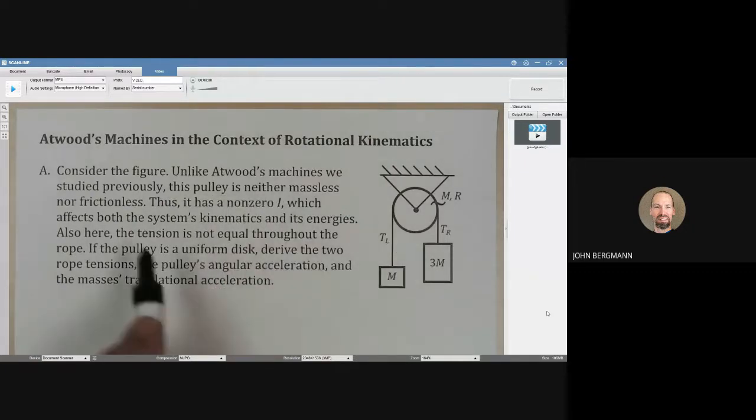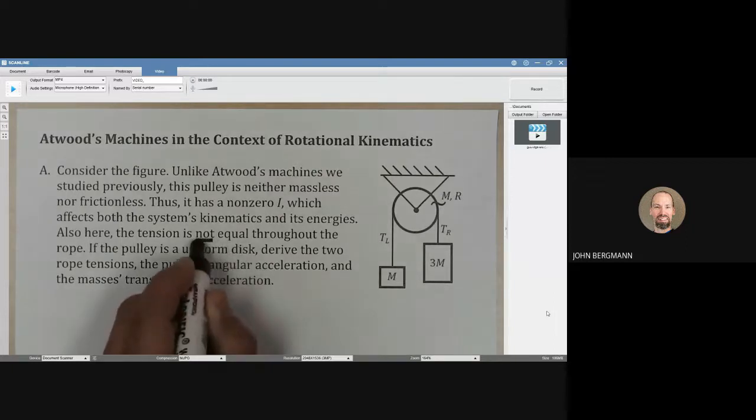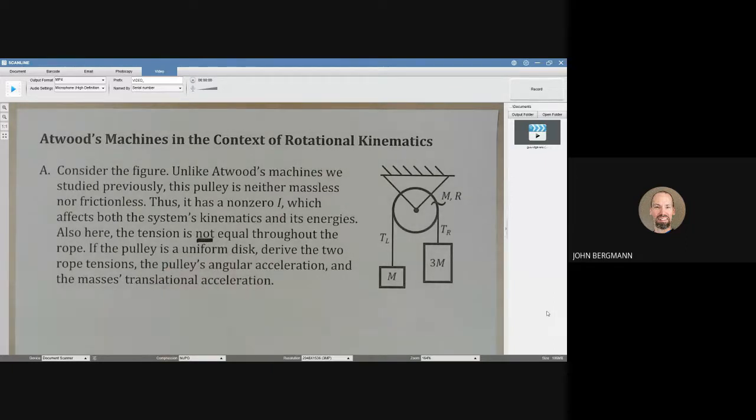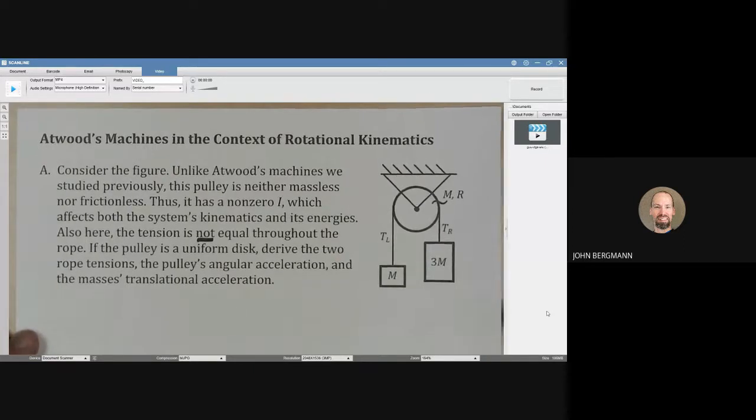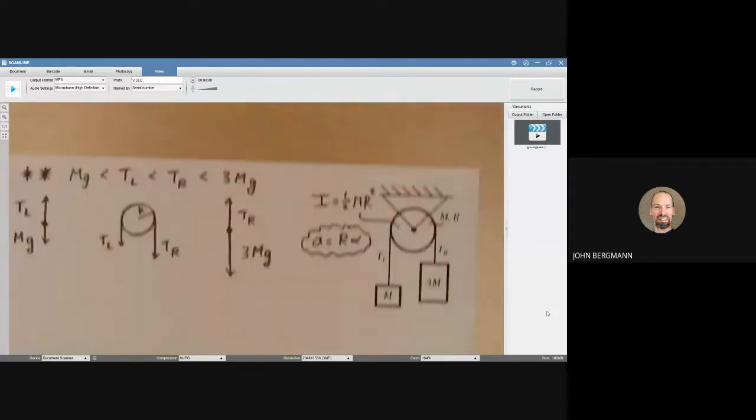Unlike the Atwood's machines we studied previously, this pulley is neither massless nor frictionless. Thus, it has a non-zero moment of inertia, which affects both the system's kinematics and its energies. Also here, the tension is not equal throughout the rope. If the pulley is a uniform disc, derive the two rope tensions, the pulley's angular acceleration, and the mass's translational acceleration. So we've got a lot going on in this video, and I'm going to probably go a little bit fast, but we'll see how it goes.